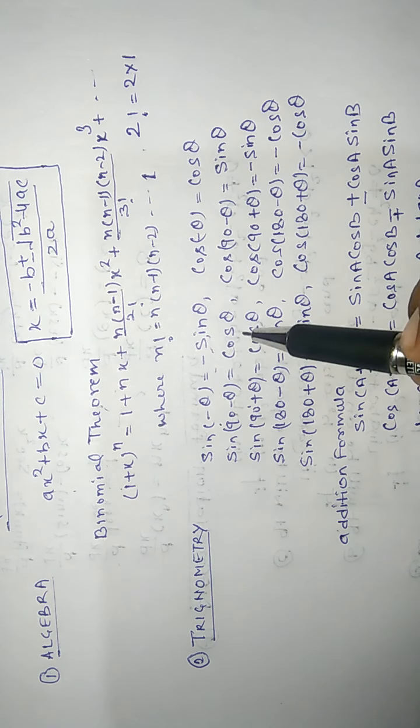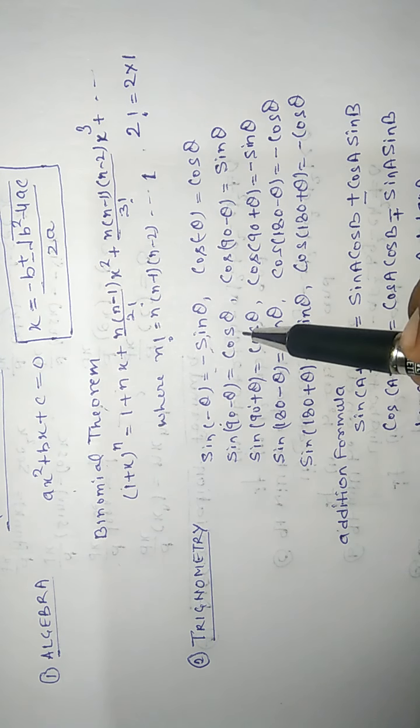Now coming to the next, the multiplication formulas. The formula for sin 2a is 2 sin a cos a, and cos 2a is equal to cos square a minus sin square a, which is equal to 2 cos square a minus 1, or it can be written as 1 minus 2 sin square a. Similarly, there is a formula for tan 2a. Tan 2a is equal to 2 tan a upon 1 plus tan square a.